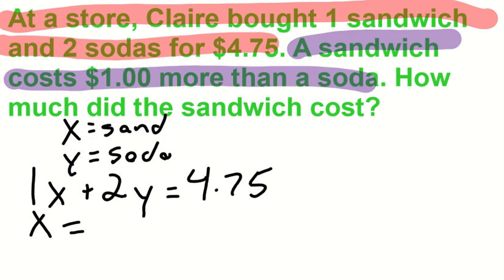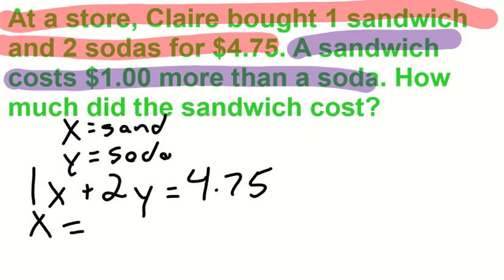Everybody clear on that though? Makes sense, right? You just have to be careful with which variable's which. A lot of y'all were trying to say Y equals, right? All right, so now it says $1 more than a soda. So how do I write $1 more than a soda? Dollar more than a soda. How do I write that?